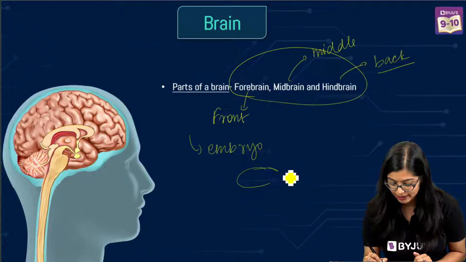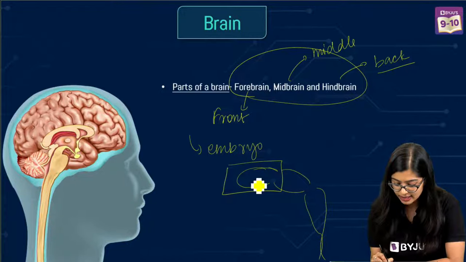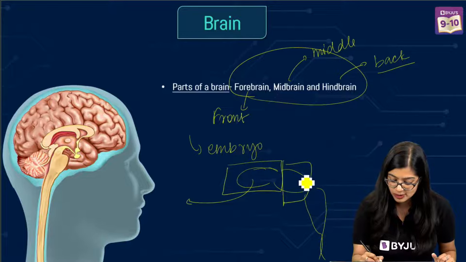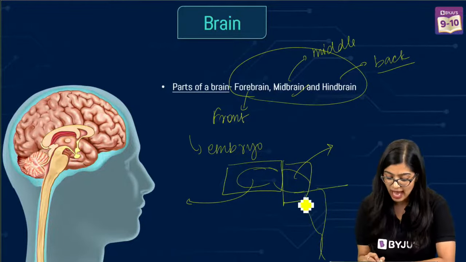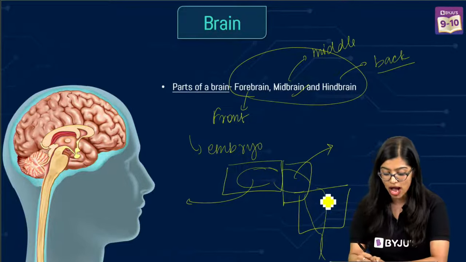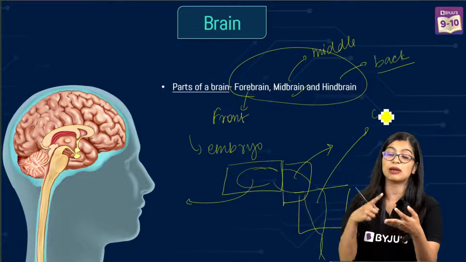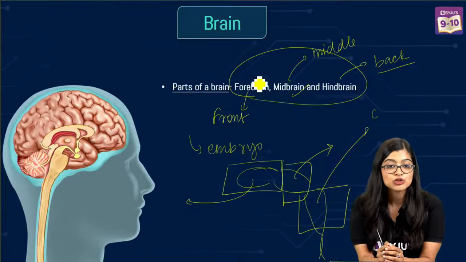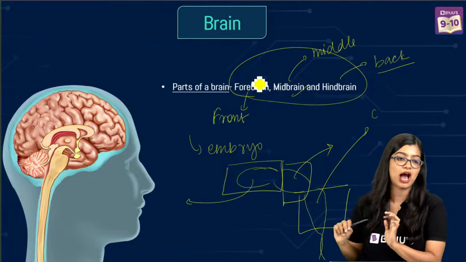So I'm going to quickly draw it. Our brain would look something like this. It would just look something of this sort. And this front part is what will develop into the forebrain that includes your cerebrum. Then this part in the middle is what actually develops into your midbrain, hence the name. And this part at the back is your hindbrain, right? And that is why we have cerebellum, pons, medulla oblongata, which all come under the hindbrain, yes? So that is the reason why all of these parts come in forebrain, midbrain, and hindbrain.